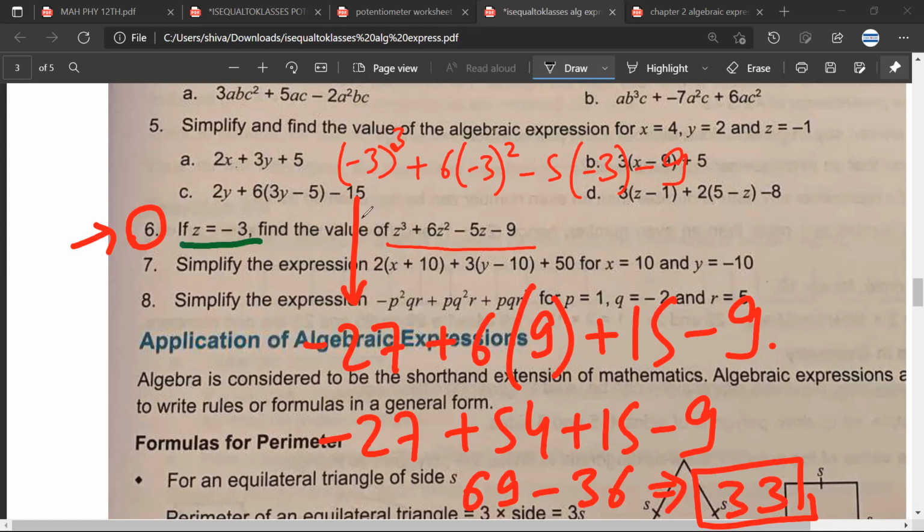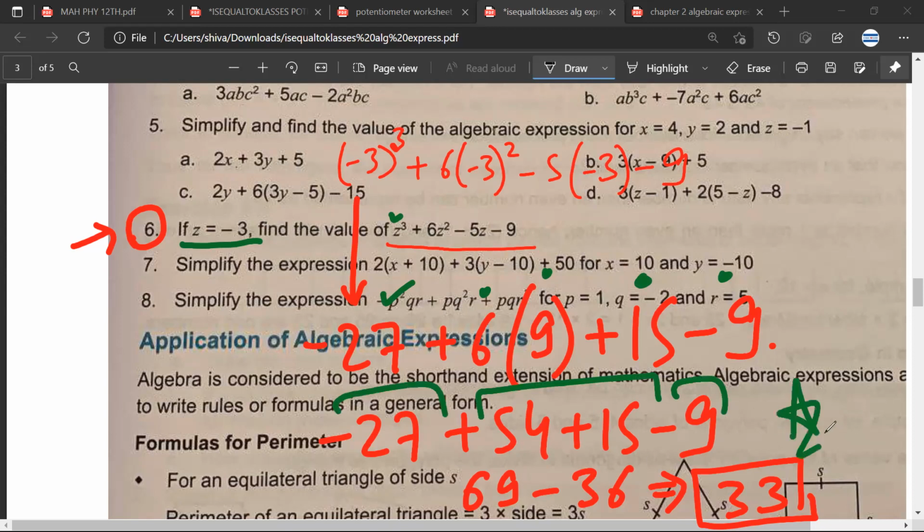So Sarthak, minus 3 cube is minus 27. Is it okay, Sarthak? Yes, sir. 6 into z square. This would be 6 into 9. Is it okay? Yes, sir. Then you have minus 5 into minus 3 would be plus 15. Is it okay? Yes, sir. And then there is a minus 9. So what I've done is minus 27 plus 54 plus 15 minus 9. I've added these two. This would be 69, and then I have added 27 and 9. This would be 36, and 69 minus 36 is 33.